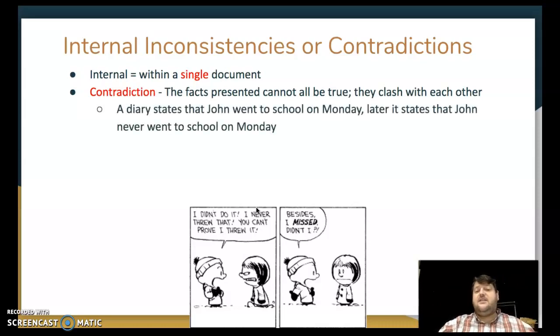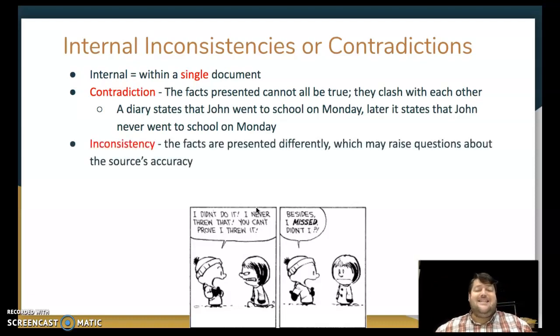So a diary states that John went to school on Monday. Later it states that John never went to school on Monday. Those can't both be true. So all of a sudden, our source is a little suspect. Can't really trust it. Okay? Internal inconsistency, not as bad as contradiction, but it's a little fishy. Okay? So the facts are presented differently, or somebody feels two different ways about the same event. We start to see and start to question, is this really possible?